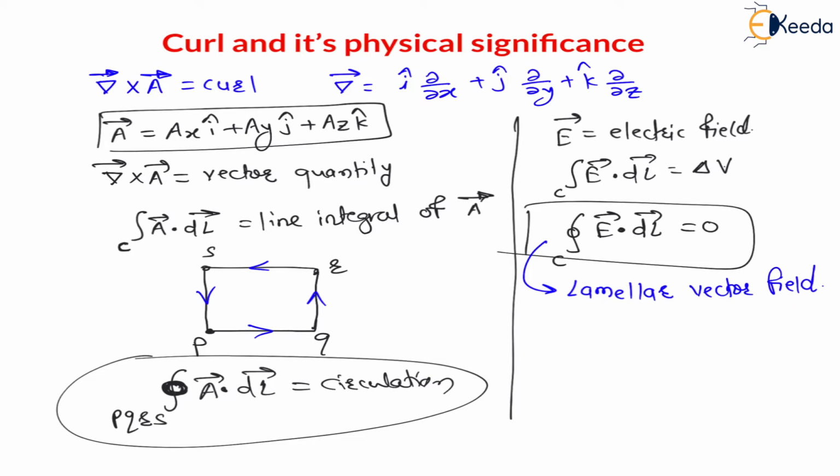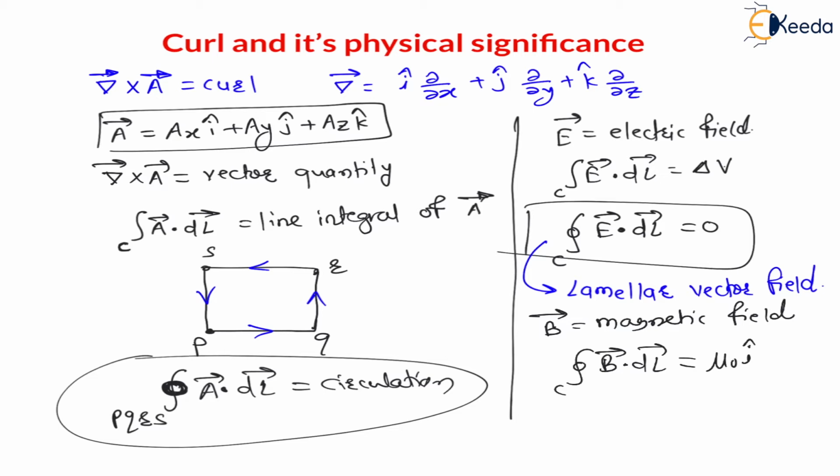But my dear students, it is not valid for magnetic field. Now magnetic field is represented by B. B is magnetic field. And my dear students, over a closed path for magnetic field the line integral is not 0. It is equal to mu naught I. Now this I is current, not I cap, I is current, mu naught I, right? In the magnetic field topic you have already studied this, right?